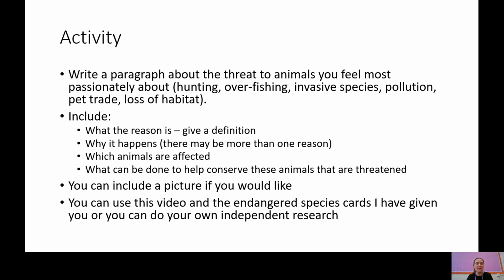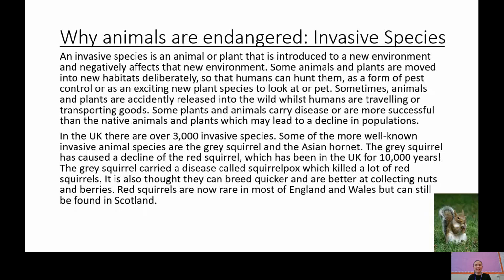Just as an example, I decided to look at invasive species, and as you can see, I'm going to just quickly read it to you. At the beginning, I explained what an invasive species was. So I've said an invasive species is an animal or plant that is introduced to a new environment and negatively affects that new environment. Okay, then I've said why this happens. Some animals and plants are moved into new habitats deliberately so that humans can hunt them as a form of pest control or as an exciting new animal or plant species.